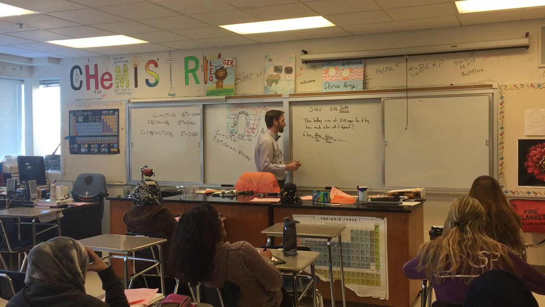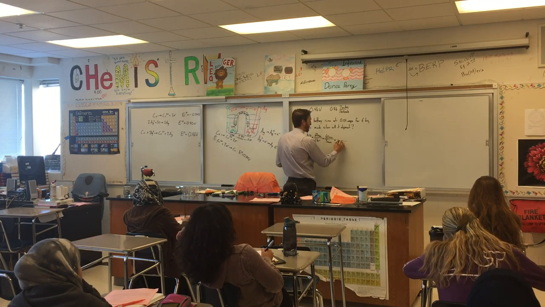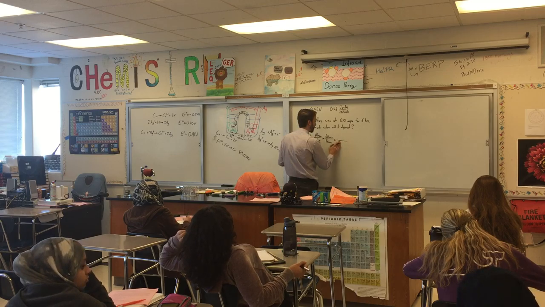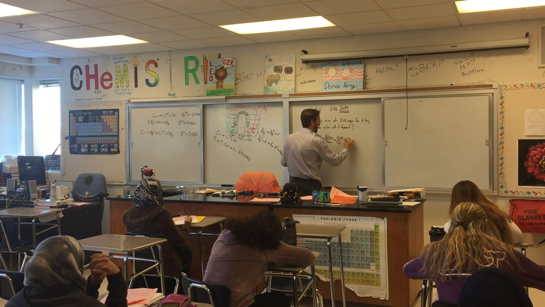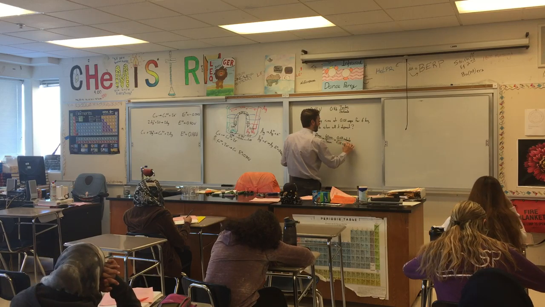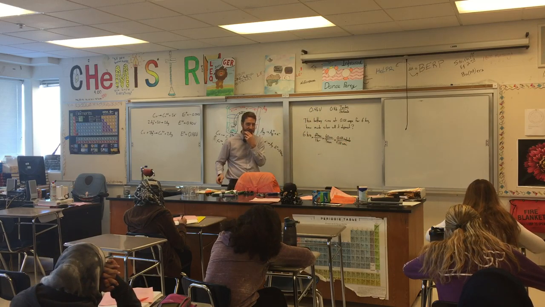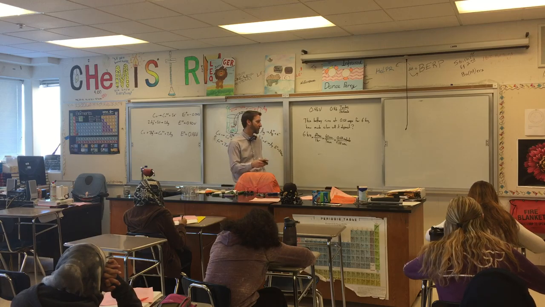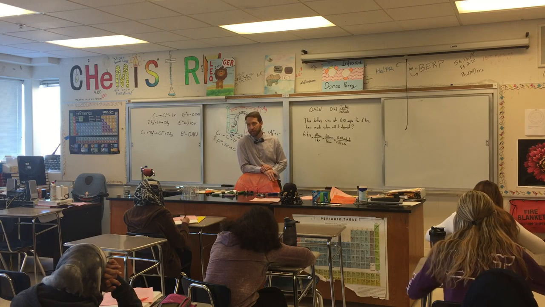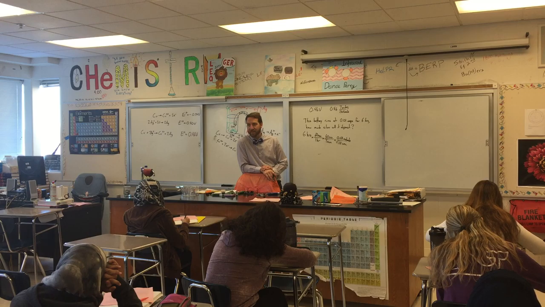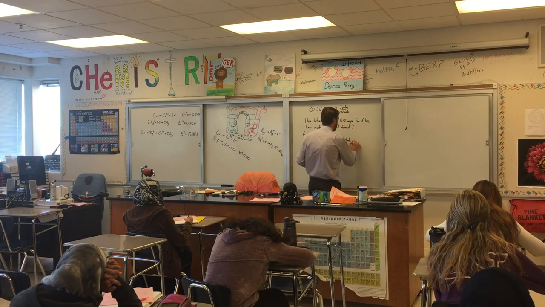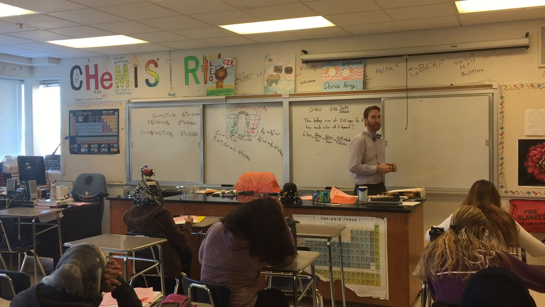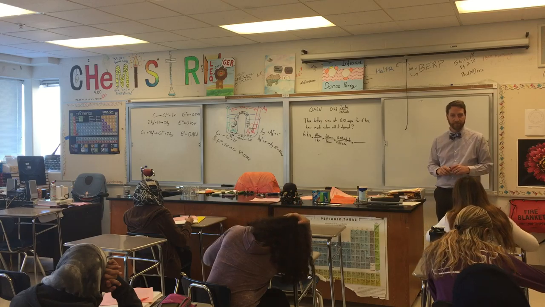Now, if we convert between hours and seconds, we can actually use the current. Because 0.01 amps is 0.01 coulombs per second. So if we multiply by how many seconds this thing is running for, it'll tell us the number of coulombs. So 0.01 coulombs per 1 second, that's going to give us the total amount of charge.